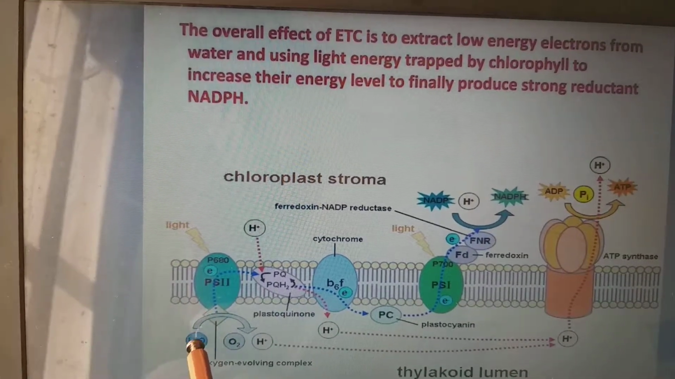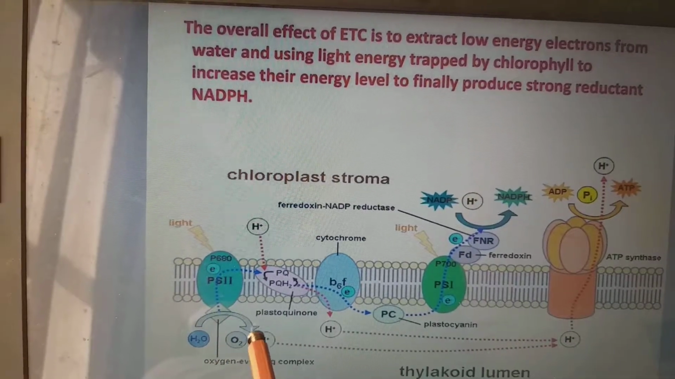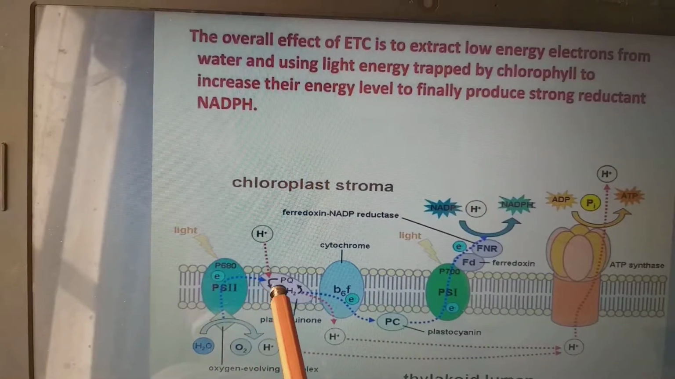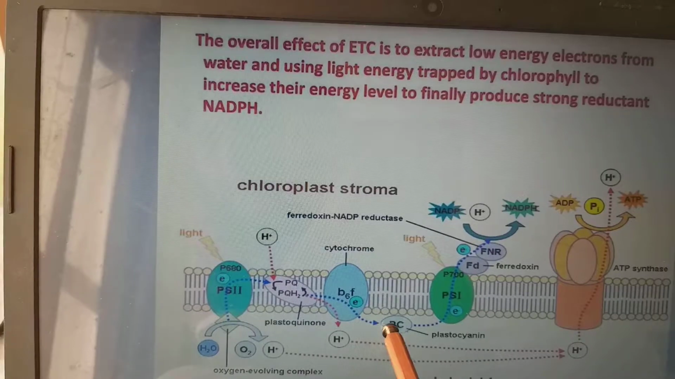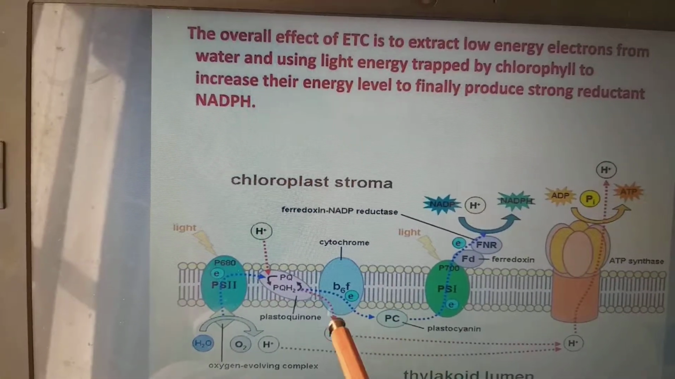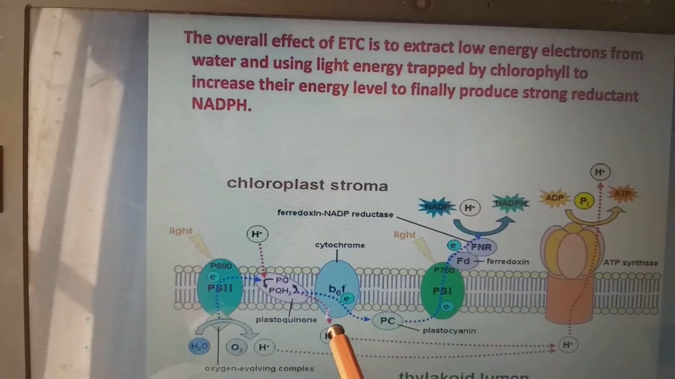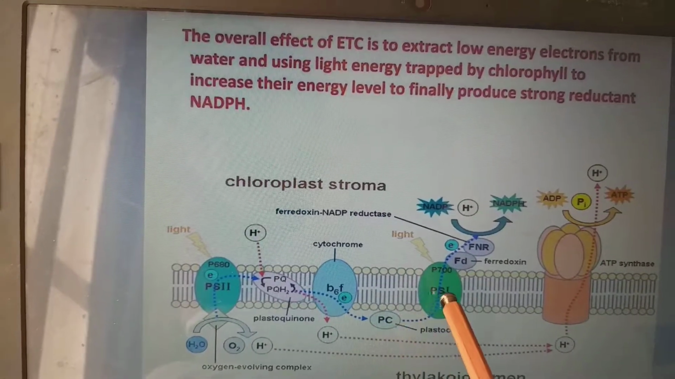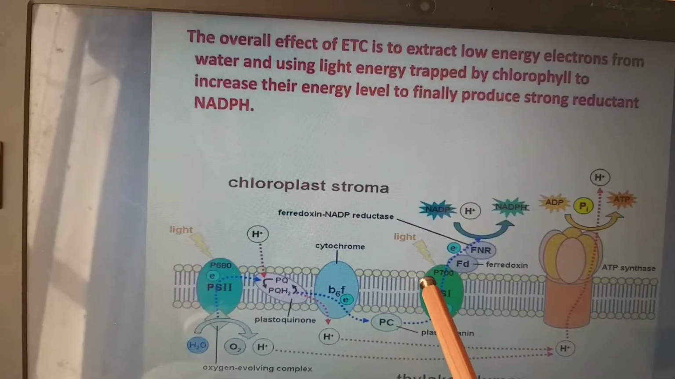Water is being split into oxygen and protons. From here the electrons are transported to PQ, and from PQ to cytochrome B6F, and from cytochrome B6F to PC. PC means plastocyanin, and PQ means plastoquinone. Plastoquinone and plastocyanin are mobile transporters, and from plastocyanin the electrons are transported to PS1, where again it is struck by P700.